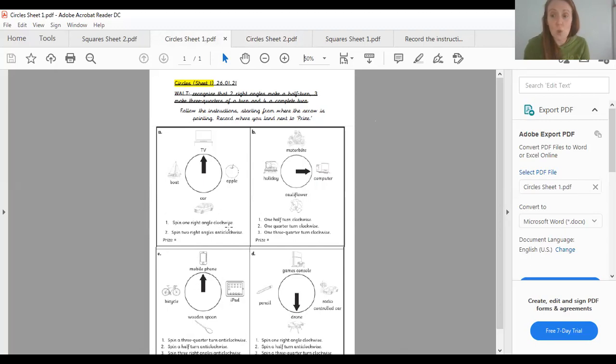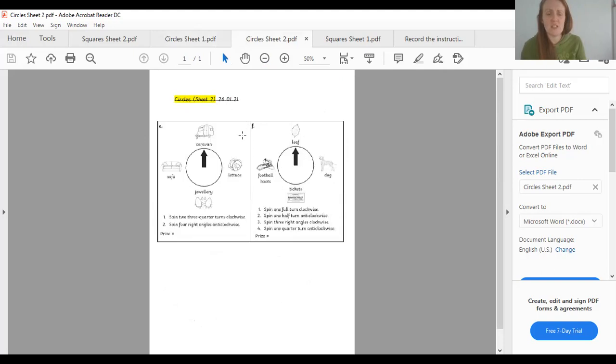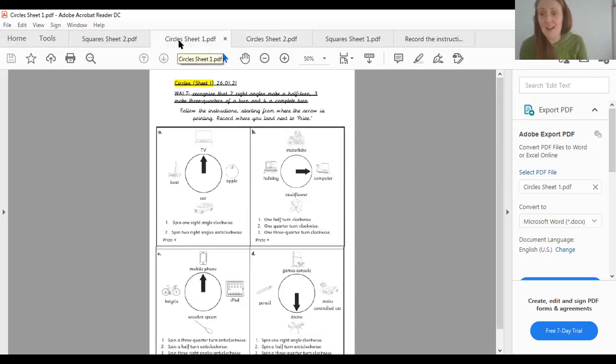Spin 1 right angle clockwise, so in the same direction as the clock. That's your first one, so put your finger on it. Then it says spin 2 right angles anti-clockwise, so we have to go back in the opposite direction. 1, 2. What do you land on? And you write it in there. So circles, you've got 4 questions on there, and on sheet 2 you've got an extra 2. It just didn't fit on one sheet. Don't be like me and not read the questions properly. Read them really carefully. If you get confused because there's more than one instruction, use a pencil and put a dot where you are each time so you don't lose where you are until you get to your final answer. So that's the circles.